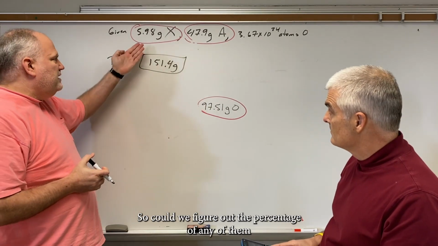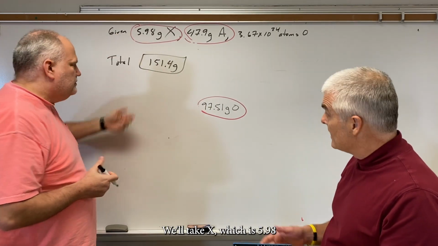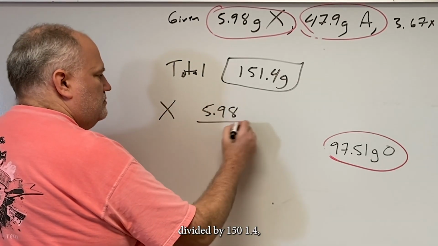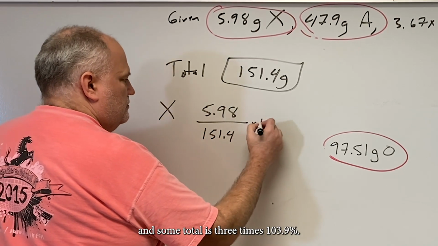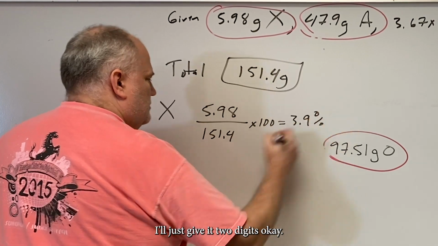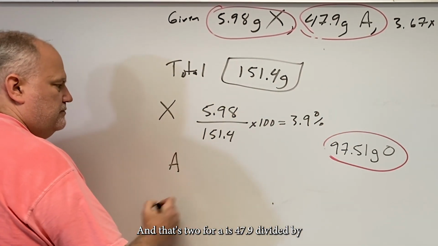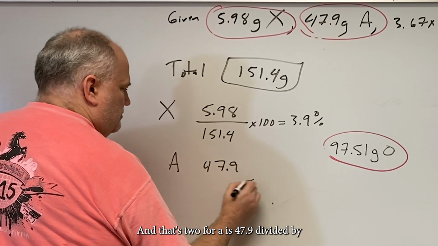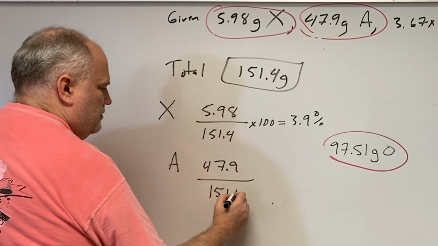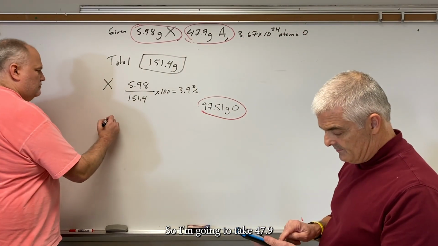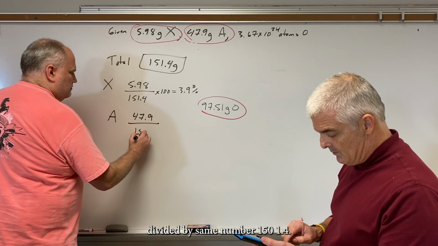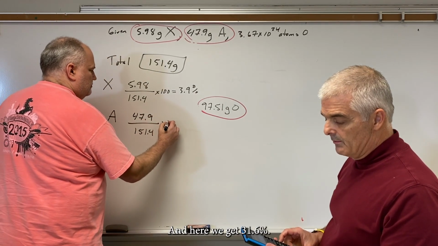So couldn't we figure out the percentage of any of them simply by dividing by the total number? We'll take X, which is 5.98, divided by 151.4, the sum total, times 100. 3.9%. I'll just give it 2 digits. Okay, and then let's do it for A. I'm going to take 47.9 divided by the same number, 151.4, and here we get 31.6%.